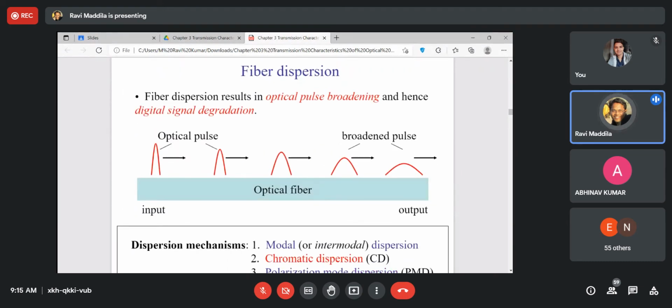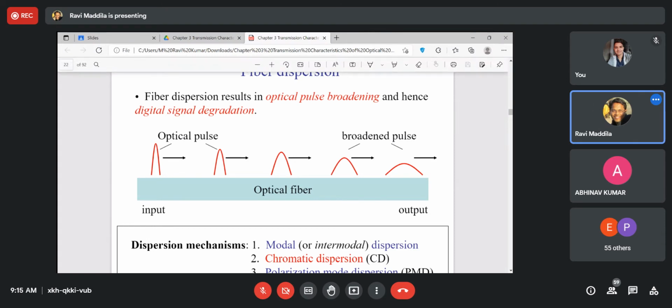Now coming to dispersion. This figure shows an outline of how dispersion occurs. Not exactly how, but what its effect is. Okay, so fiber dispersion results in optical pulse broadening and hence digital signal degradation.